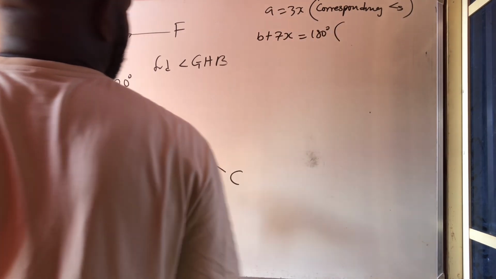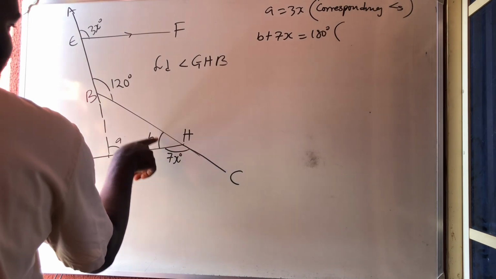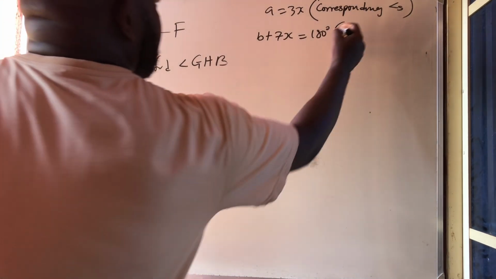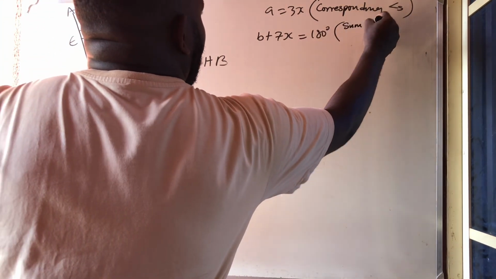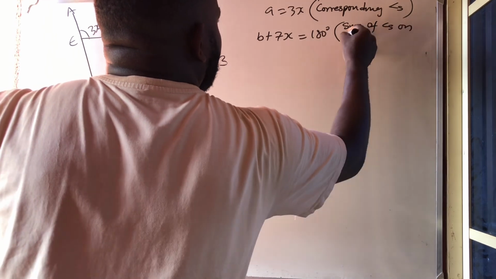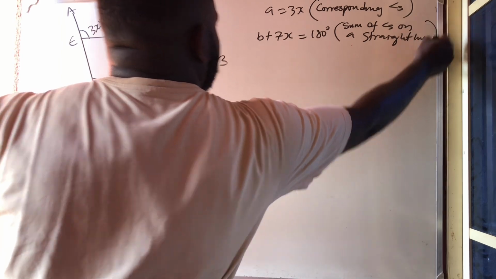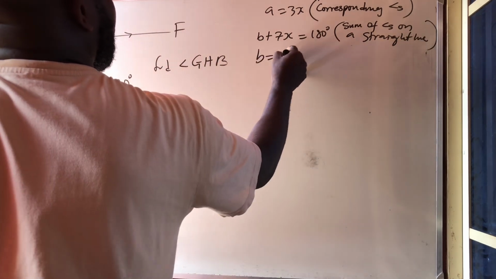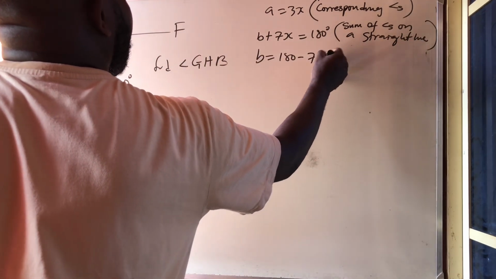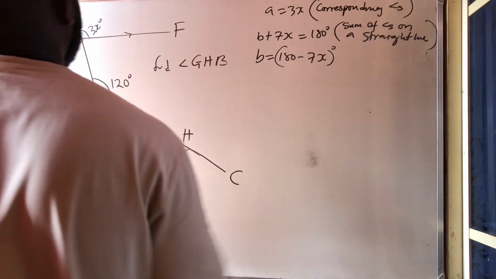And what is my reason? Sum of angles on a straight line. It forms half of a circle. Okay? Sum of angles on a straight line. So therefore my B is equal to what? 180 minus 7x. Okay? I've gotten my B.